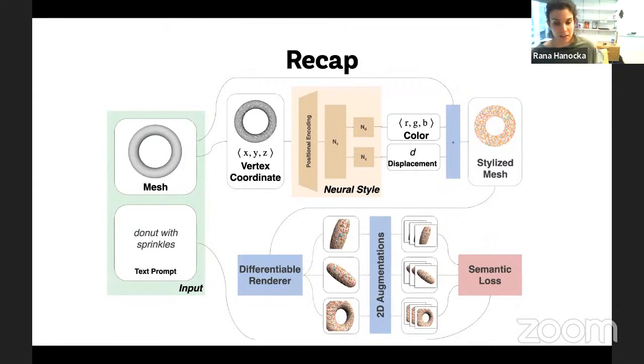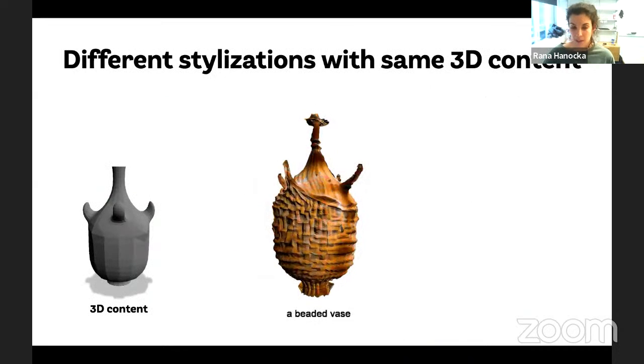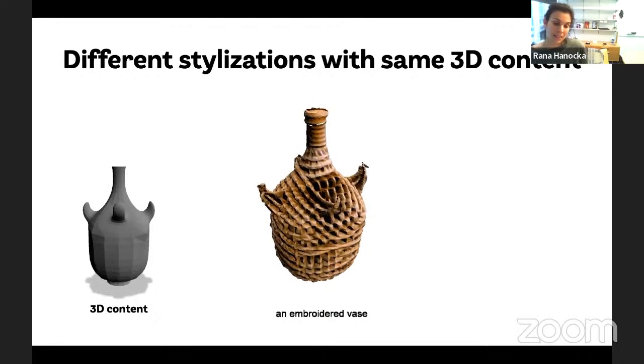So to recap how this whole system works, we have a 3D mesh as input and some target text prompt. We sample XYZ points on the mesh, pass them through positional encoding and an MLP network, which branches out and predicts a color and displacement. We add that back to the original mesh, render it from multiple different views, apply augmentations to those views, and update the weights of the neural style field until it converges. It takes about 10 minutes to get pretty good results, 25 minutes and it's complete. So it's pretty fast, relatively speaking, because there's no training that we had to run.